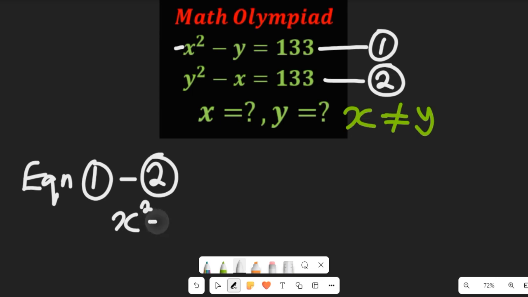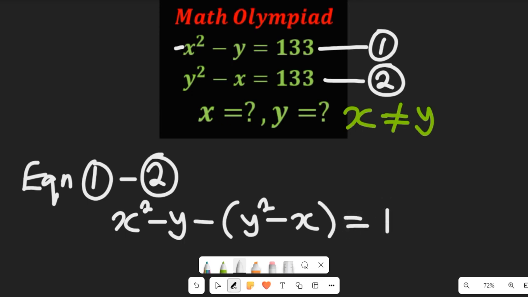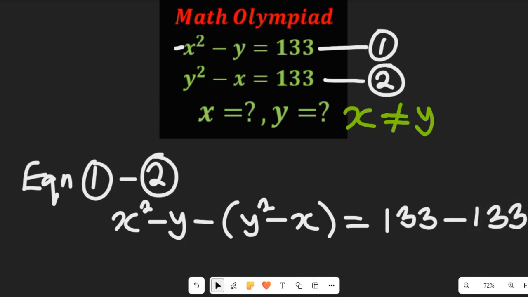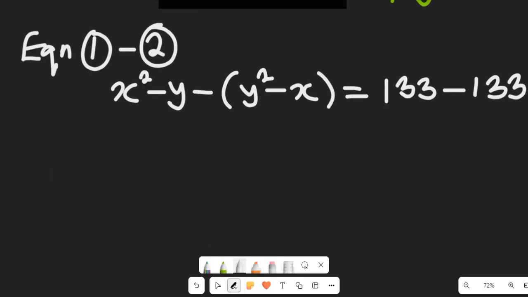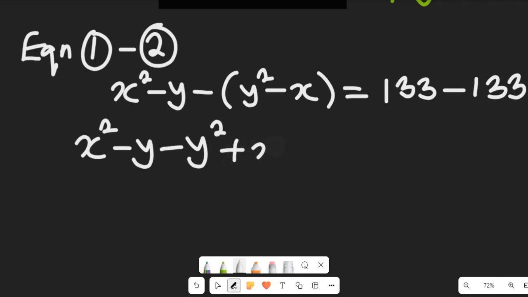x squared minus y, right? And this will be minus y squared minus x, and this will be equal to 133 minus 133. So if we simplify that, we're going to have x squared minus y squared minus y plus x, because minus times minus is plus, and that will be equal to 0.